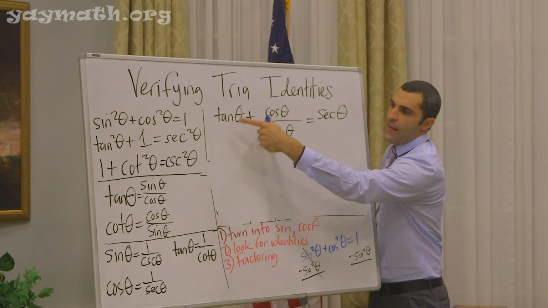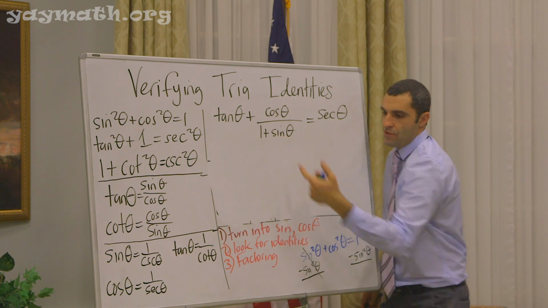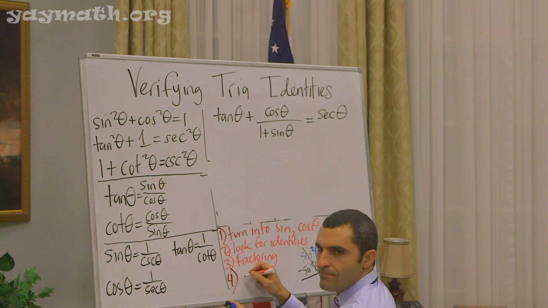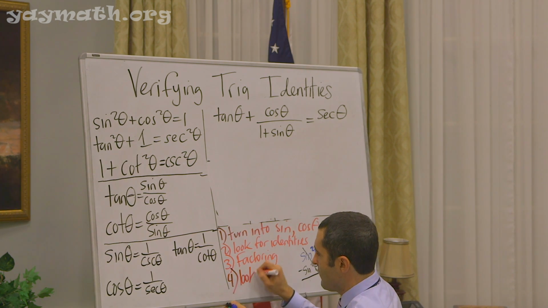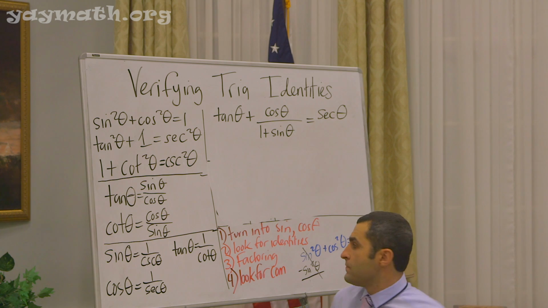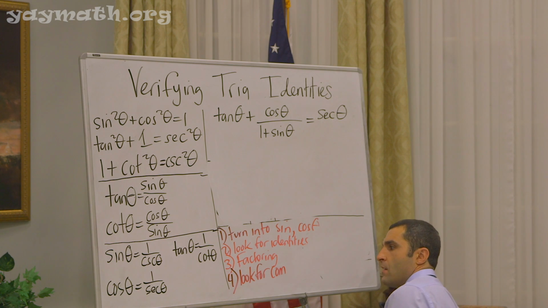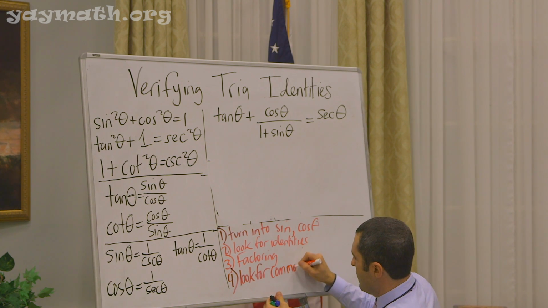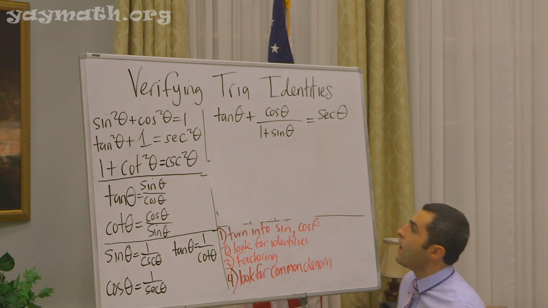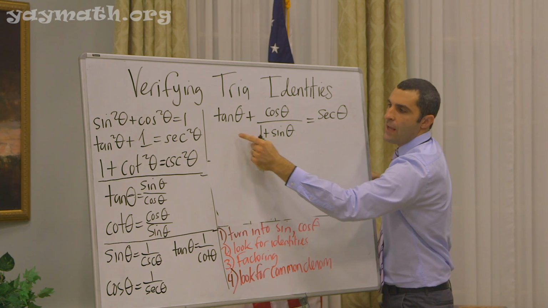Now we're gonna mess with only this side. Do you agree that we're adding fractions over here? Yes, we're adding fractions. What do you need whenever you add fractions? You need to have the same denominator. Look for common denominator. Tan is just sine over cosine. I just want the denominator the same. That's all I want. What will the common denominator be between 1 and 1 plus sine?